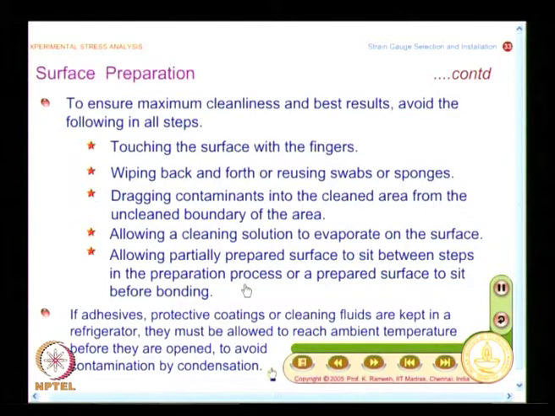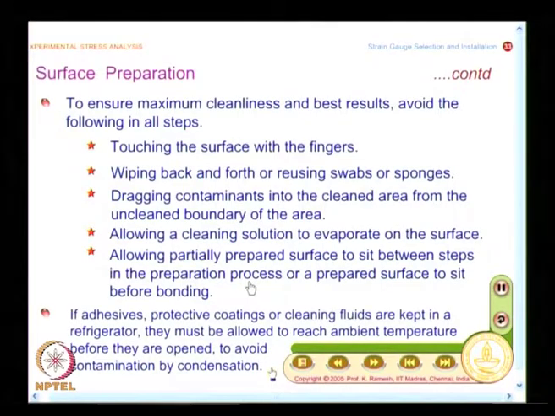And another important aspect is, you should not allow a partially prepared surface to sit between steps in the preparation process. That means, you should keep everything ready. You should know what is the first step, what is the second step, what is the third step, etc. You should not sit between the steps, and also once the surface is prepared, you must also bond the strain gauge immediately. That is what is mentioned here. You should not have the prepared surface sit before bonding.